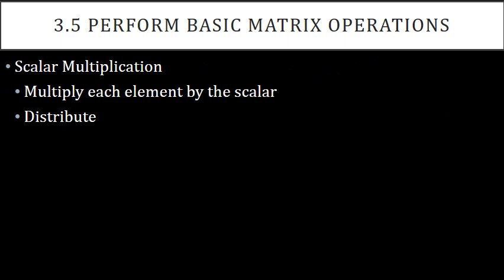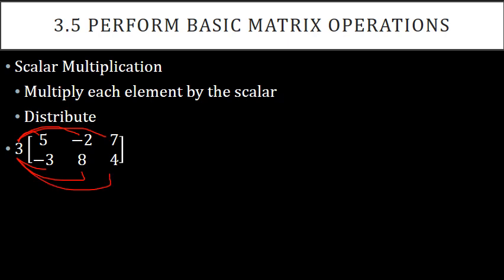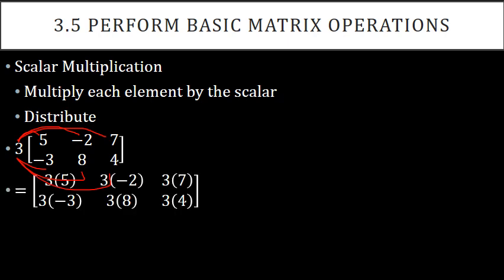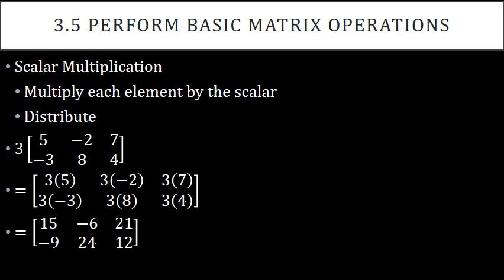We can multiply a matrix by a scalar. The scalar is just a number that's not a matrix. So like being multiplied by 2 or multiplied by 3. It's just the distributive property. You multiply all the elements by that number. For example, we are going to take this 3 and multiply everything by the 3. And we get this, so it's 3 times everything. So 3 times 5 is 15, 3 times -2, and so on.